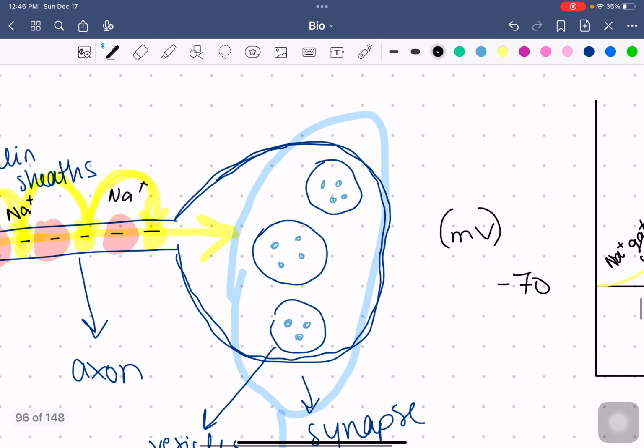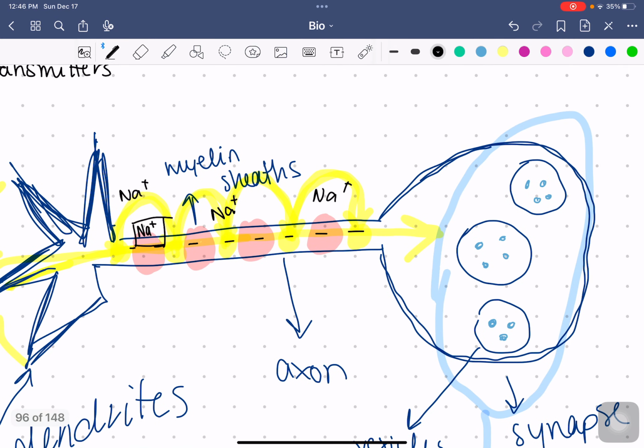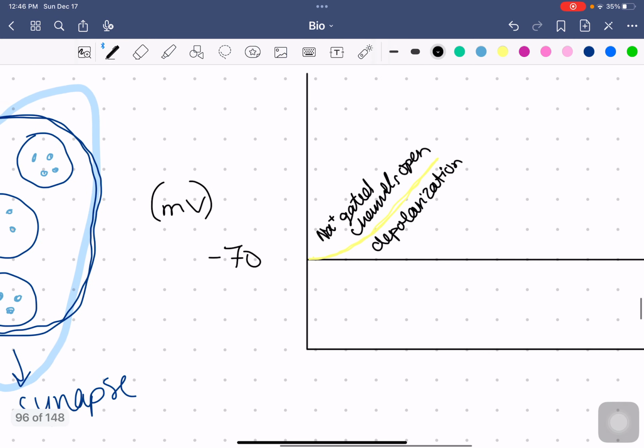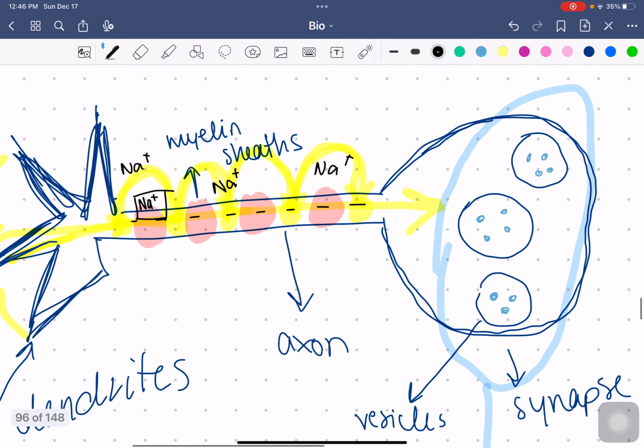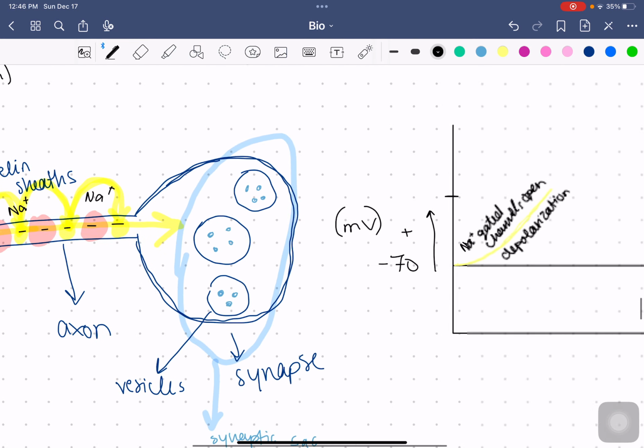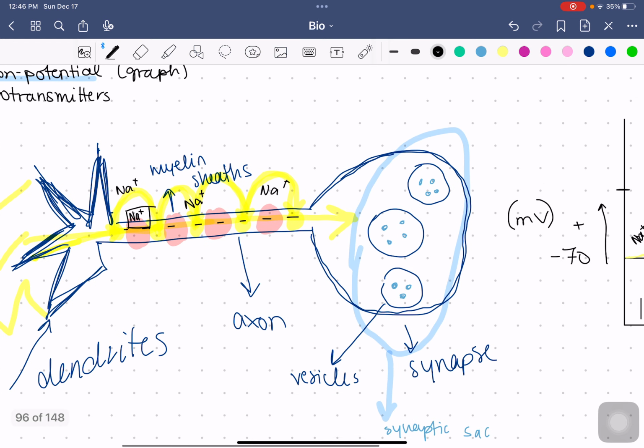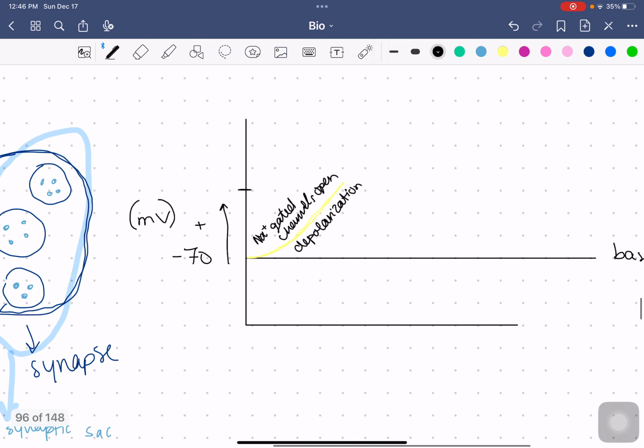Depolarization. And that's because we're getting more positive. This shows on the graph because our graph is going from -70 to a higher number, so it's getting more positive. This is what we're seeing inside of the neuron. That's exactly what this graph shows us. Okay, so after we do that, we're going to get to some kind of peak.